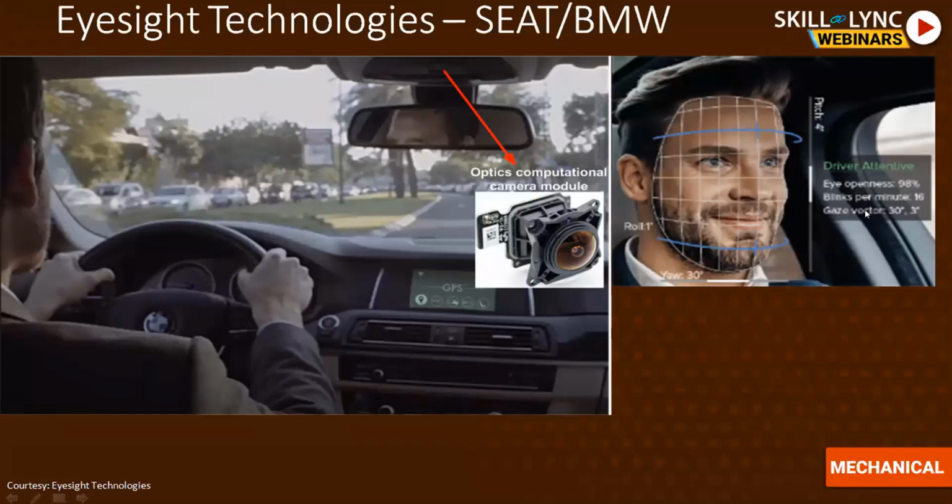It can also show us the eye openness percentage, the blink rate per minute, and, as I talked about, the gaze direction of the driver. EyeSight technology is also being adopted by many other OEMs today. I'll show some recent advancements of what they are up to as well. It is being used right now in BMW to find out whether a driver is distracted and alert them.